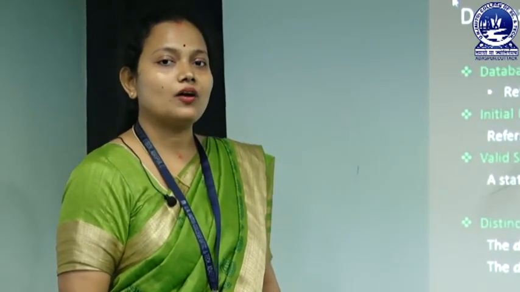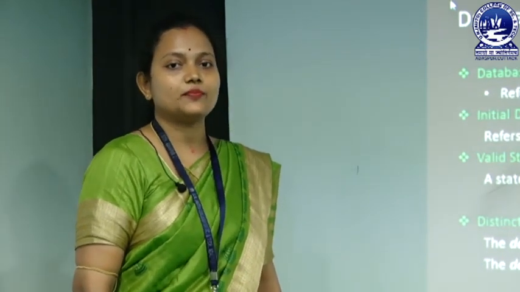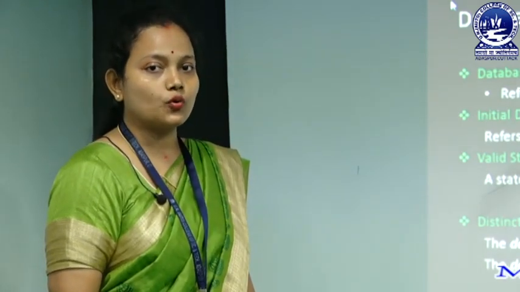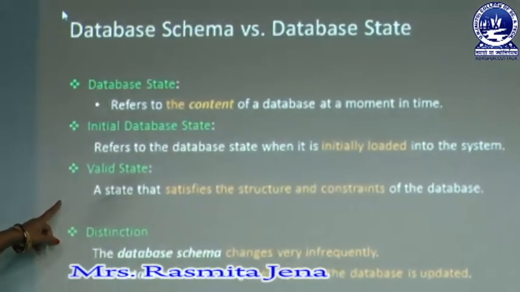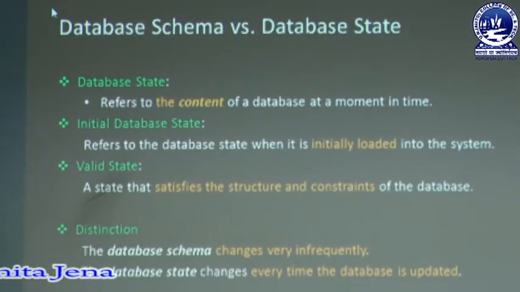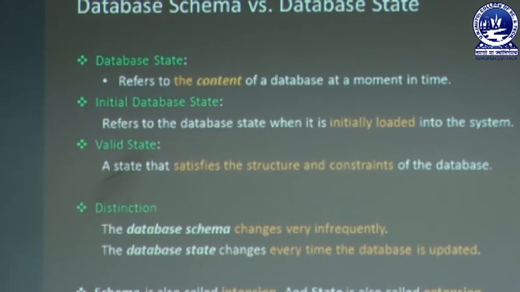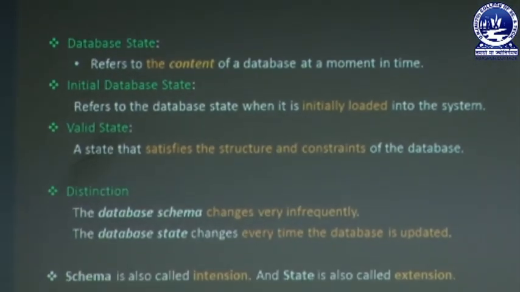So database schema we know is the overall design structure of the database, and database state means what? The content of the database. That means the data the user stored in the database is known as the database state. Then what is valid state? Valid state means a state that satisfies the structure and constraints of the database. That means according to database constraints and database structure, the user must store the data in the database, and that concept is known as the valid state of the database.